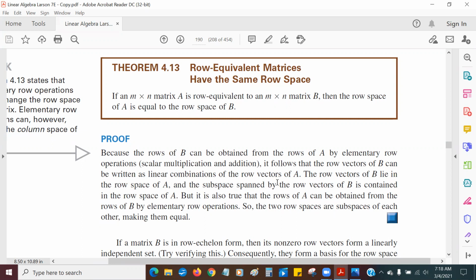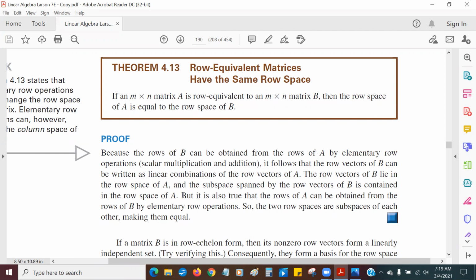Now similarly, the subspace spanned by the row vectors of B is contained in the row space of A. Because if the vectors of B lie in the row space of A, the span of the vectors of B is going to lie within the row space of A, because that's what row space is. It's just every possible linear combination in the world, combined.